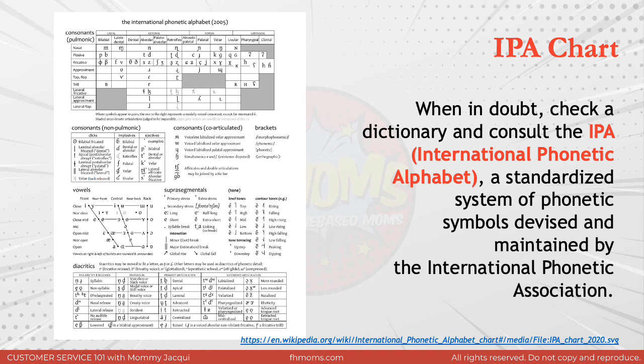Now, when in doubt, you can check a dictionary and consult the IPA chart, or the International Phonetic Alphabet. It is a standardized system of phonetic symbols devised and maintained by the International Phonetic Association. This is usually used by the different dictionaries when they give you the pronunciation of certain words.